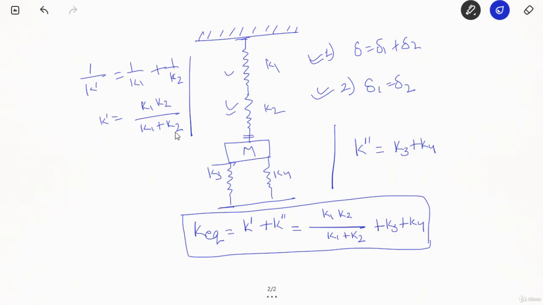And numerous springs can be placed in the system depending upon the requirement of the system. Let us take one more example, which involves two or three more kinds of energies, and we will solve that problem with the energy method.